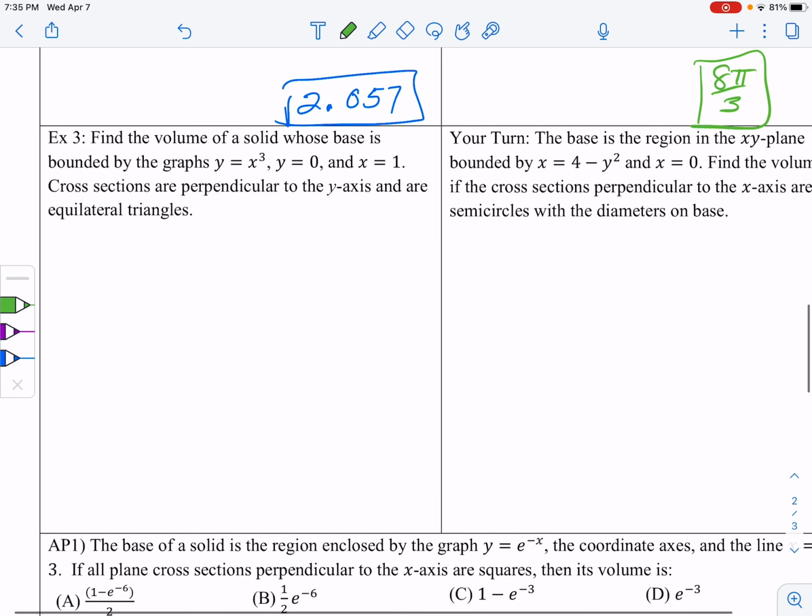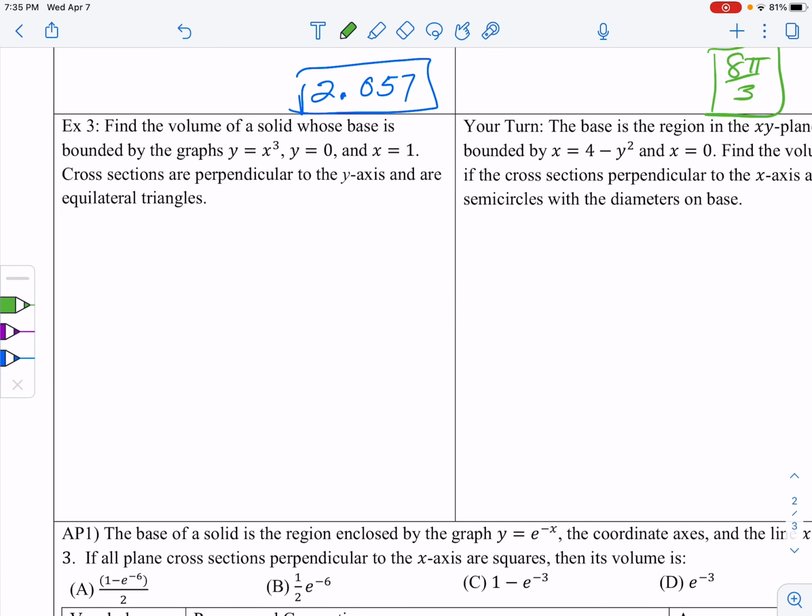Okay? All right. Find the volume of the solid whose base is bounded by the graphs of... The cross sections are perpendicular to the y-axis. Ooh, I think I did this one wrong. No, I didn't. I fixed it. All right. So how's it go? It goes like this. Y equals 0 and x equals 1. So this is the area. And they want to do it to the y-axis, so I have to solve for x.